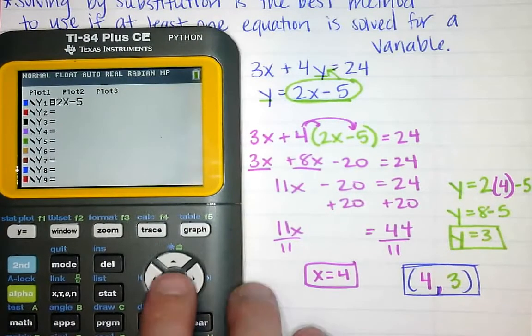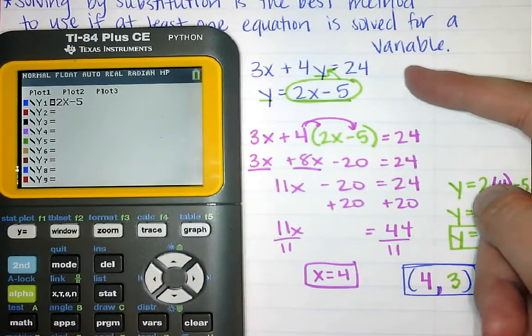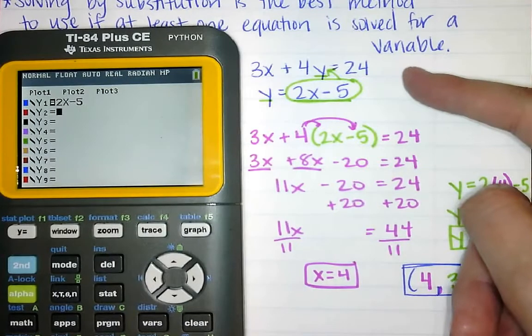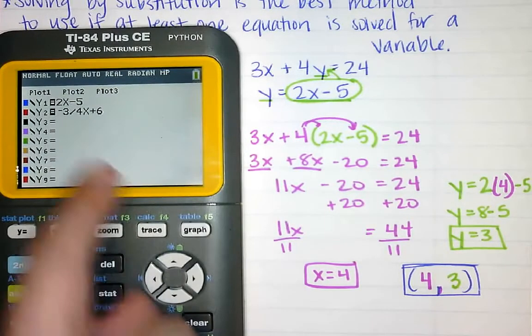Can I graph this top equation? Not like that. What would I have to do? I'd have to get the y by itself, so I'd have to subtract my 3x and then divide everything by 4. Y'all comfortable with that? So it would be negative 3/4 x plus 6. So if I was going to solve for y, that first equation would have looked like this.